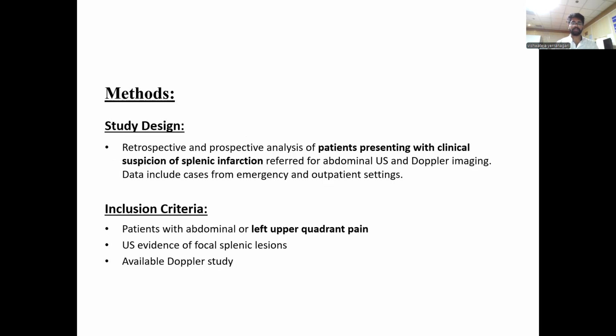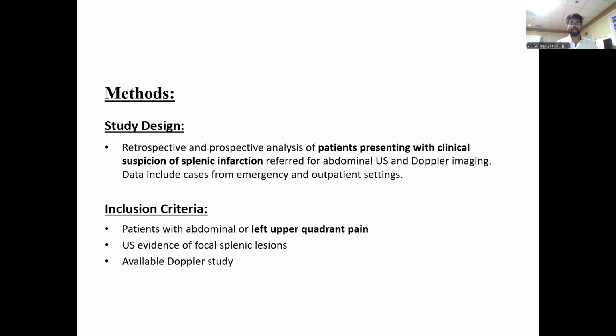The methods. In the study design, there is a retrospective and prospective analysis of patients presenting with clinical suspicion of splenic infarction, referred for abdominal ultrasound and Doppler imaging. The data includes cases from emergency and outpatient settings.